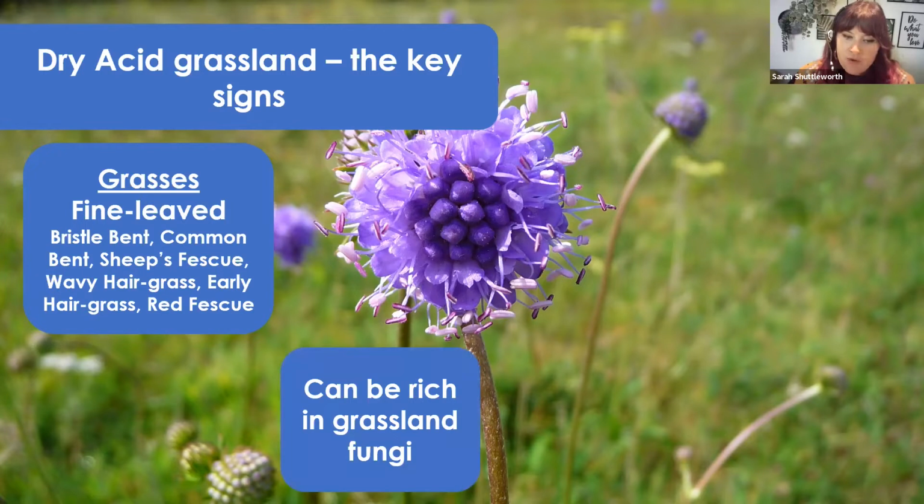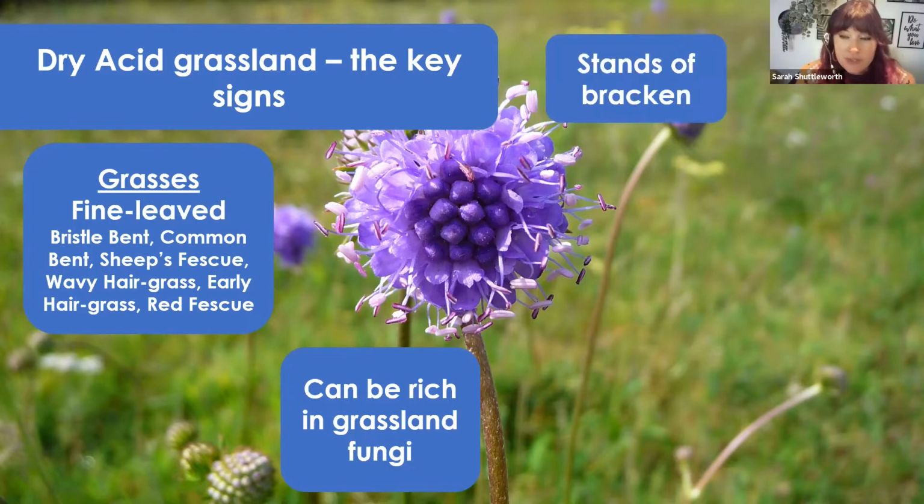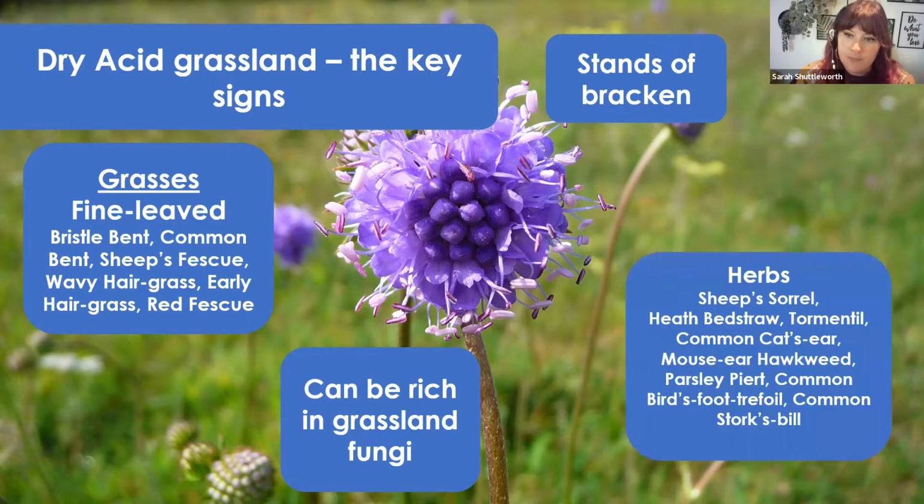They can be rich also in grassland fungi. So if you're taking on a square or a few plots at this time of year, it can be interesting to go and see if you have got dry acid grassland, as maybe there's some interesting fungi there as well. You often get stands of bracken in these places, and sometimes that's a part of the management that needs controlling, because obviously if you get a big stand of bracken, then that might dominate and you'll lose some of those grassland species.